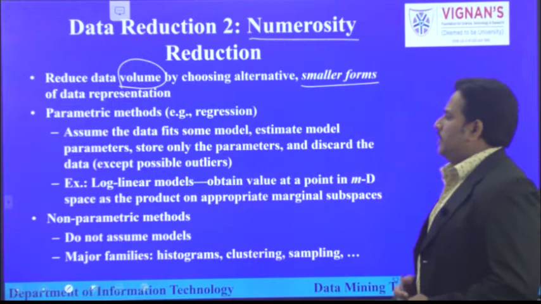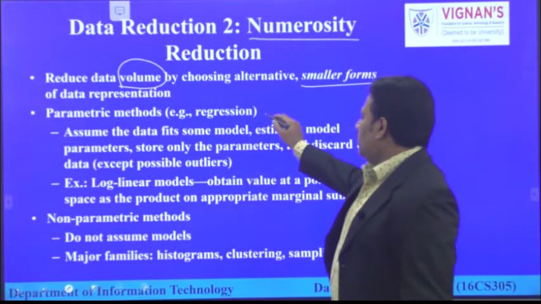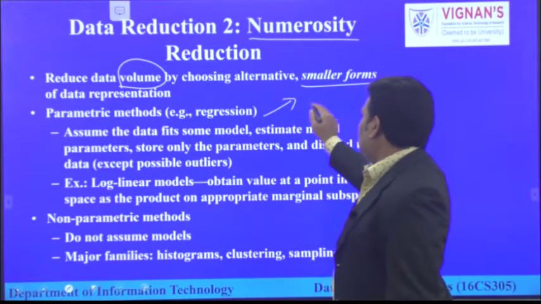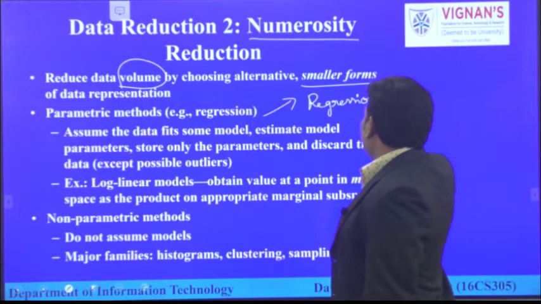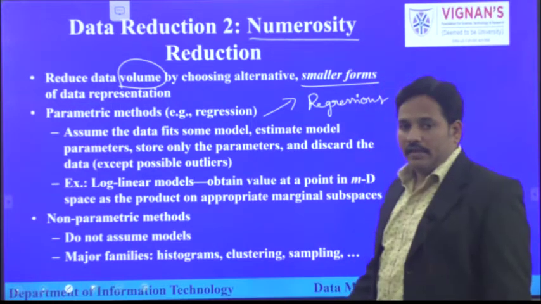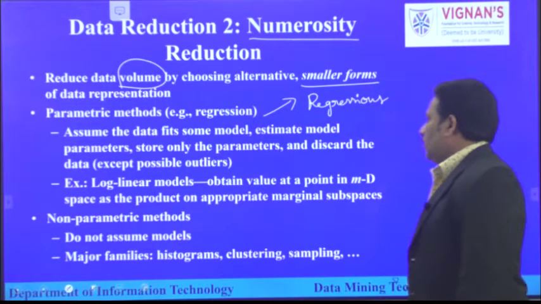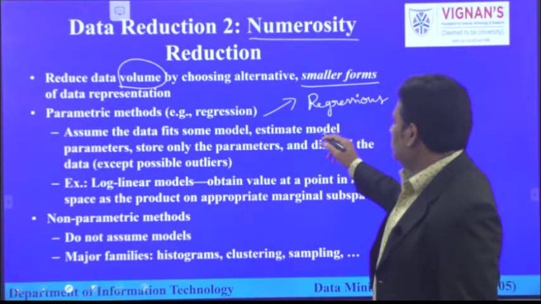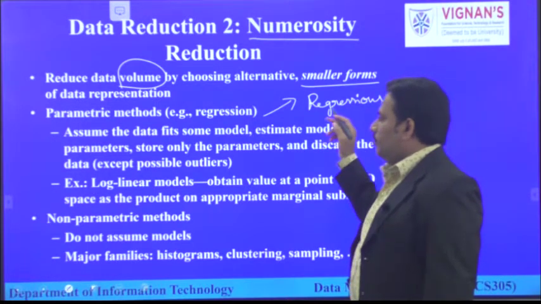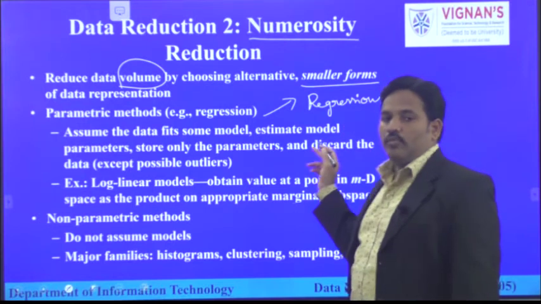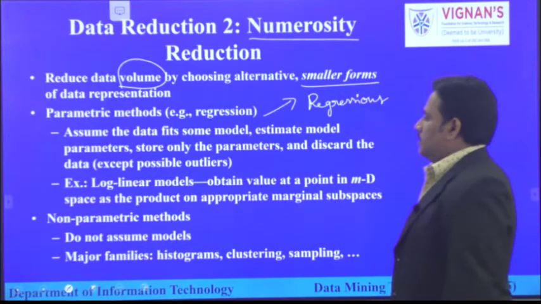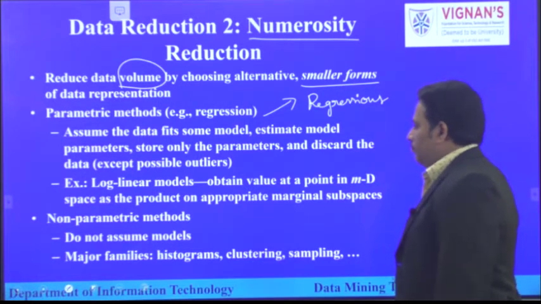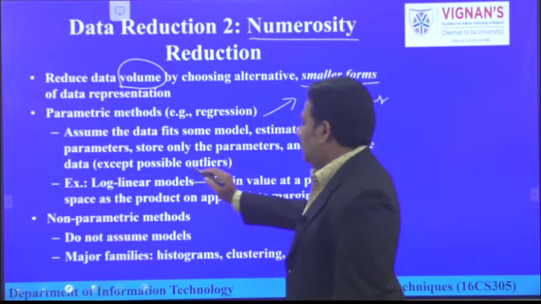So in this numerosity reduction approach, here we can apply a parametric method called regression approach. So in this regression approach, the dependency between the attributes and the values is going to be derived, and based on the rate of dependency, the consideration of data and reduced format of data can be observed clearly. Now let us see how this parametric method will apply on the data.